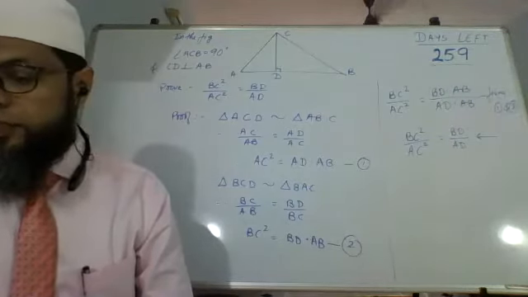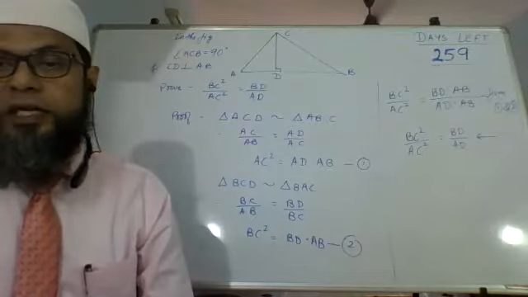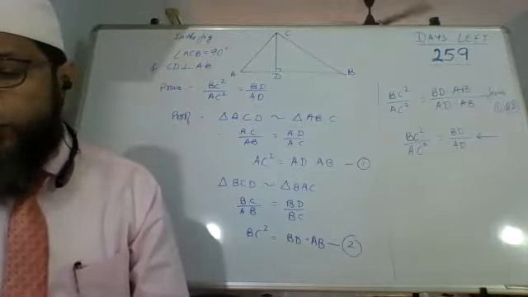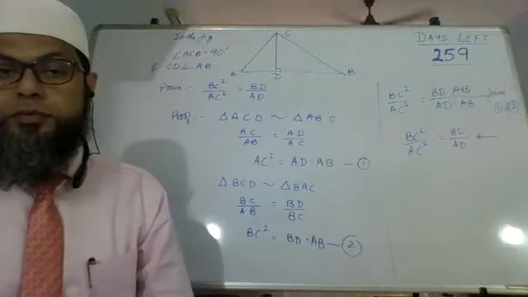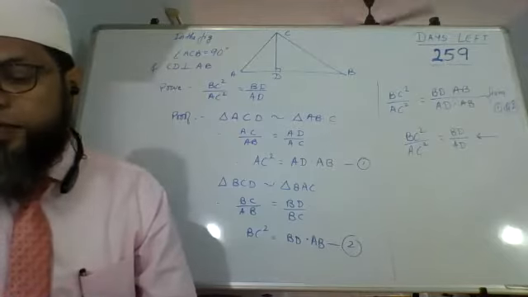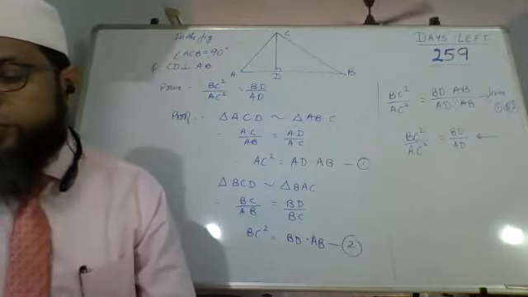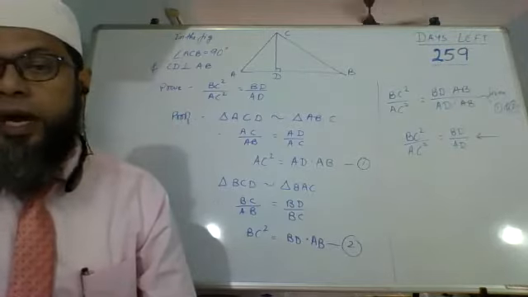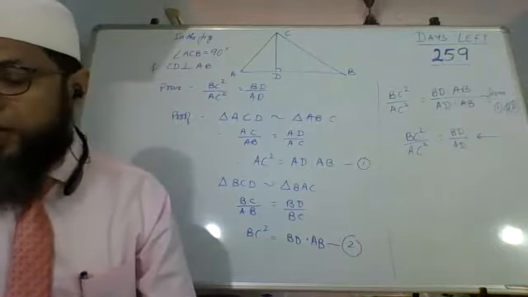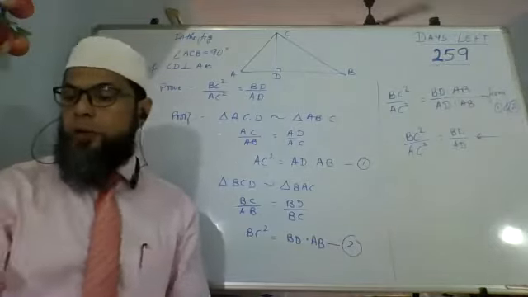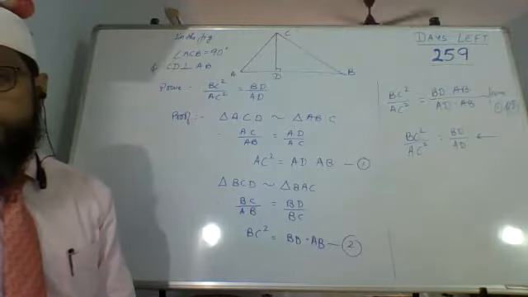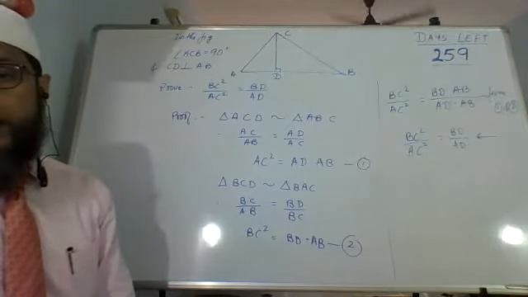A ladder is placed against a wall such that its foot is at a distance of 2.5 meters from the wall, and its top reaches a window 6 meters above the ground. Find the length of the ladder.